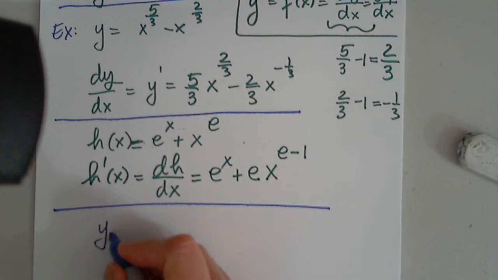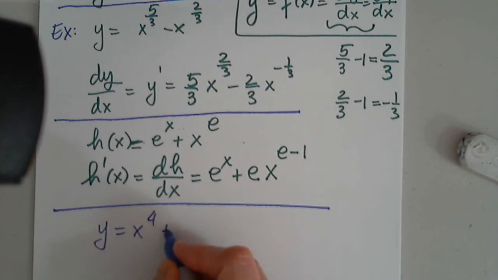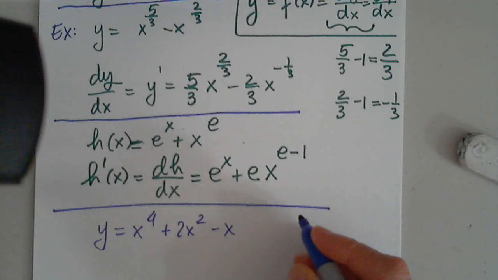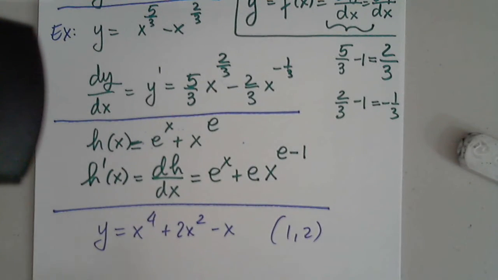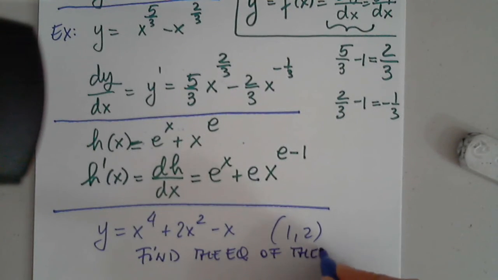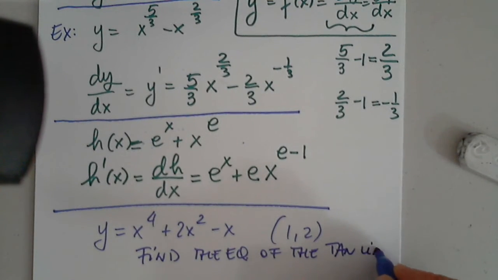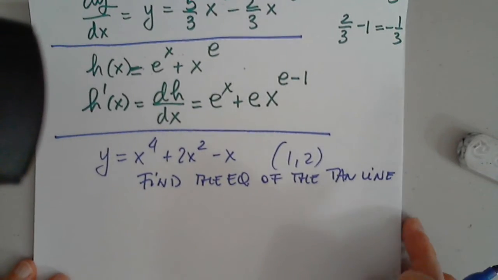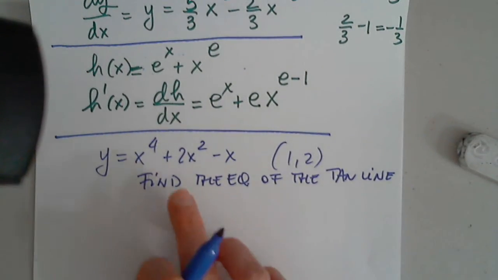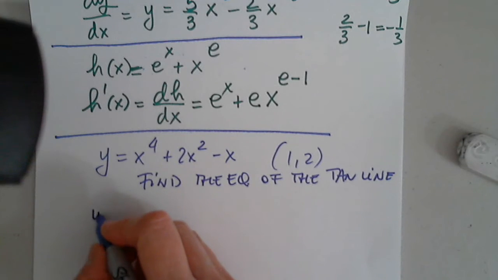For example, we are given a function y equals x to the fourth plus 2x squared minus x, and we are given a point (1, 2). We are asked to find the equation of the tangent line. Now, this is so much easier because we have differentiation rules. We know how to determine this.